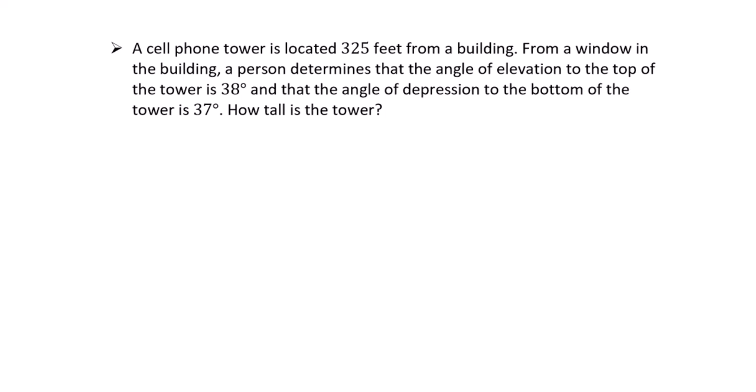In this problem, I have a cell phone tower that's located 325 feet from a building. From a window in the building, a person determines that the angle of elevation to the top of the tower is 38 degrees, and the angle of depression to the bottom of the tower is 37 degrees. So how tall is the tower? Again, let's go ahead and draw a picture.